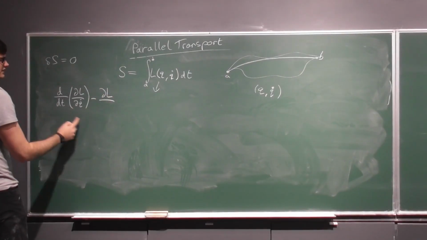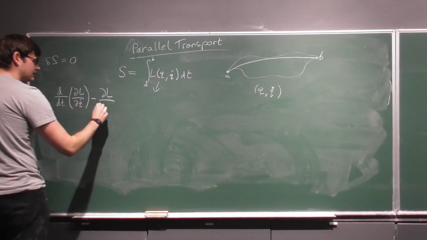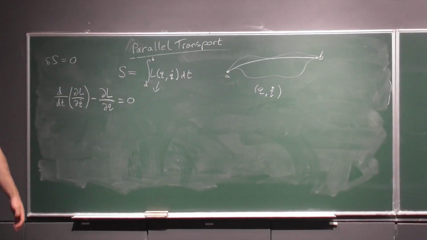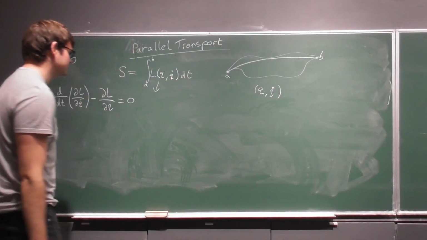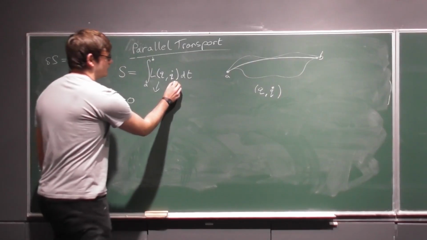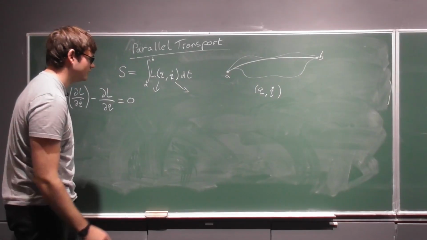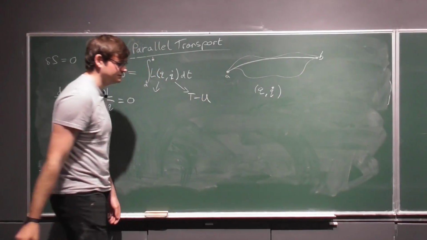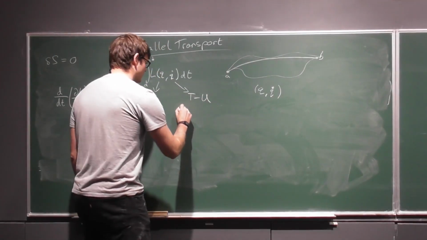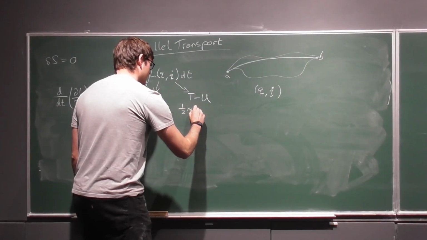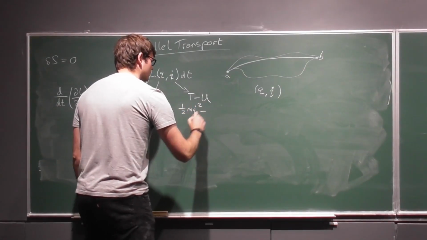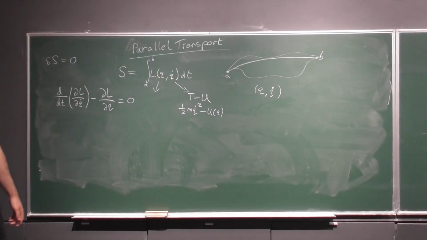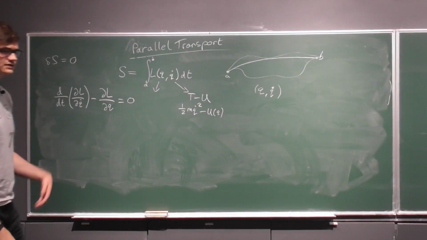So the time derivative of dL/dq̇ minus dL/dq is 0. All right, and then a quick demonstration. You can figure out by looking at it that if you were to choose the Lagrangian as the kinetic energy minus the potential energy, it would just be a half m q̇ squared minus U. Typically U only depends on the position.